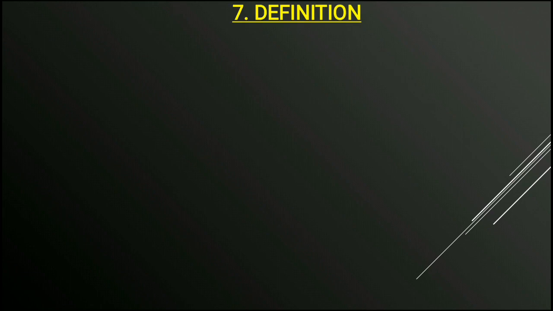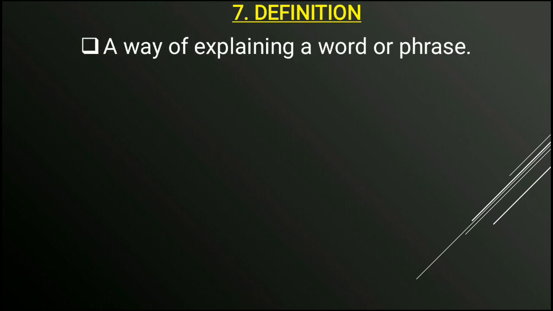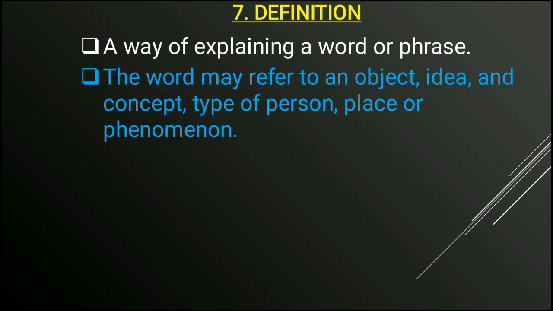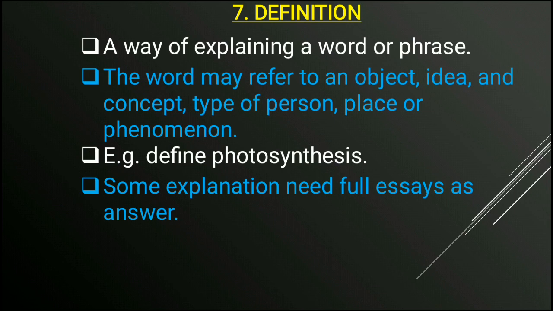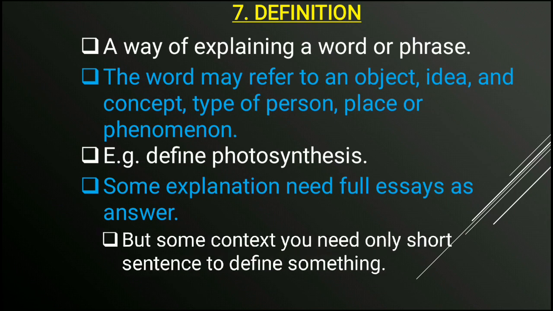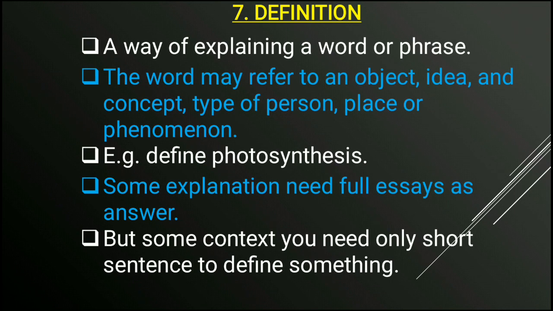Number 7. Definition. A way of explaining a word or phrase. The word may refer to an object, idea, concept, type of person, place, or phenomenon. For example, define photosynthesis. Some explanations need a full essay as an answer. But in some contexts you need only a short sentence to define something.